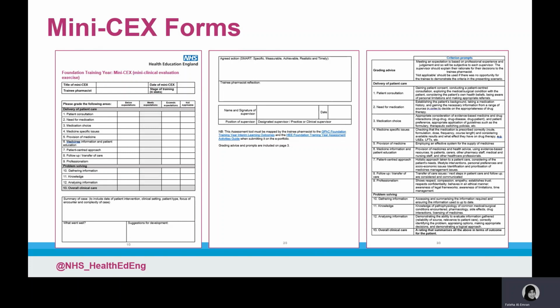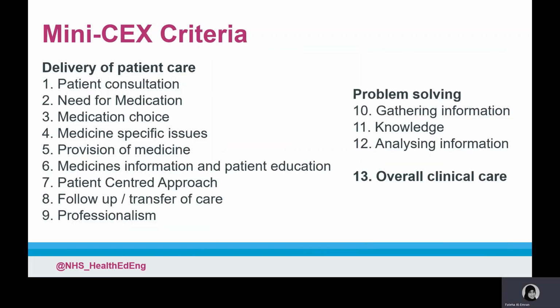The criteria of the Mini-CEX focus on two areas. Firstly, the elements of delivery of patient care, and secondly, problem solving. There are 13 criteria within the Mini-CEX, and within each there are several skills, knowledge and behaviours that can be evaluated. For example, in medicine-specific issues, the supervisor may wish to review if the trainee successfully checked that the medication is prescribed correctly, considering the route, formulation, dose, frequency and course length, along with available patient results and observations and the effect they have on therapy.